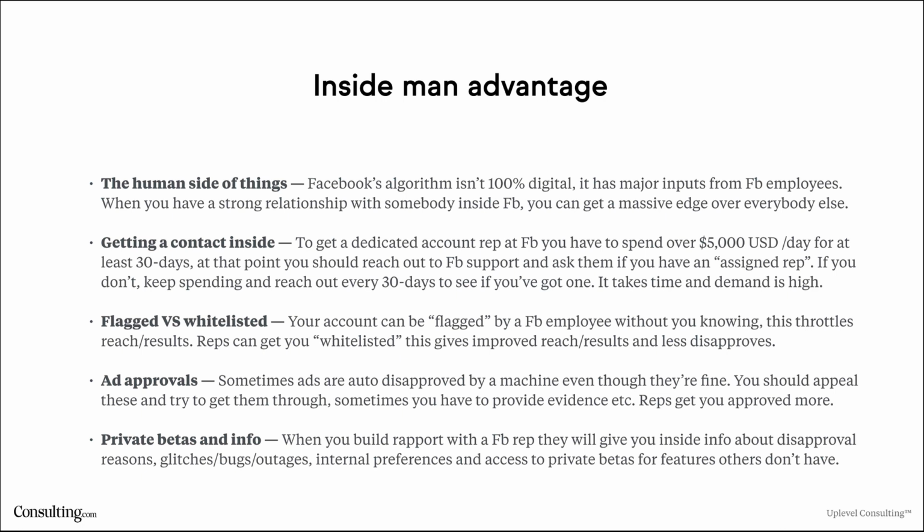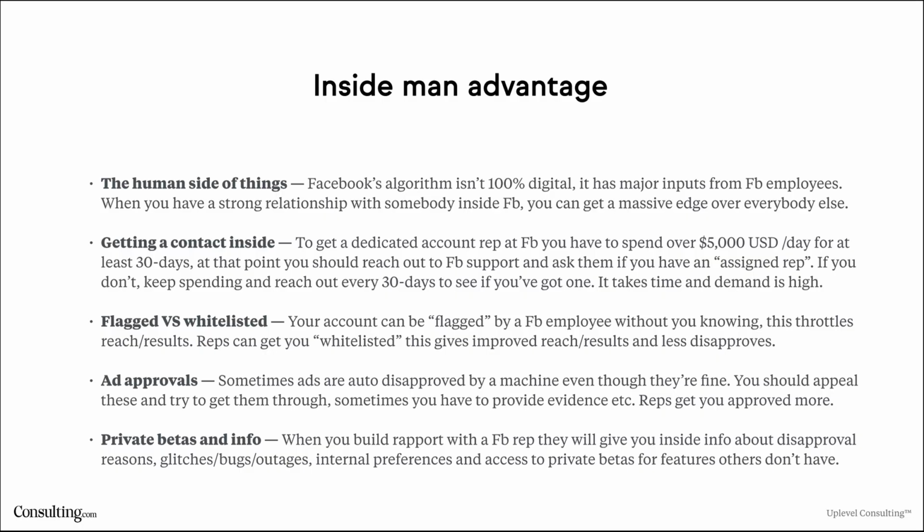And quite a lot of the time, your appeals will get approved, and then you can run those ads that were originally rejected. And reps can get you approved more often. They can get your appeals approved more often, and they can also whitelist ads, which stops them from ever getting caught in the disapproved section. Once they've been whitelisted once, you can use them again and again and again, and they won't get disapproved.